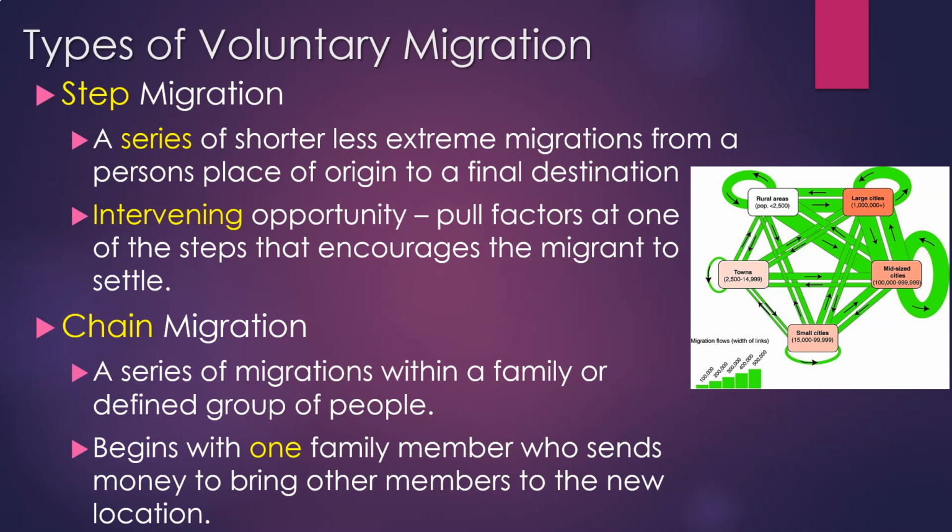Chain migration, again, pretty easy to remember because it's as if someone gets to a place and then they're pulling a chain with other people at the other end. So it begins with one family member who ends up in a place. They might be sending money back, remittances back to other family members, and then over time, as they can afford, having those family members join them in the new location.